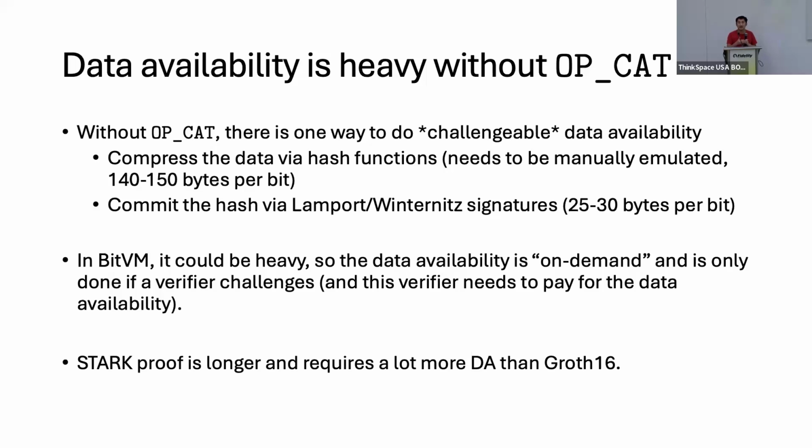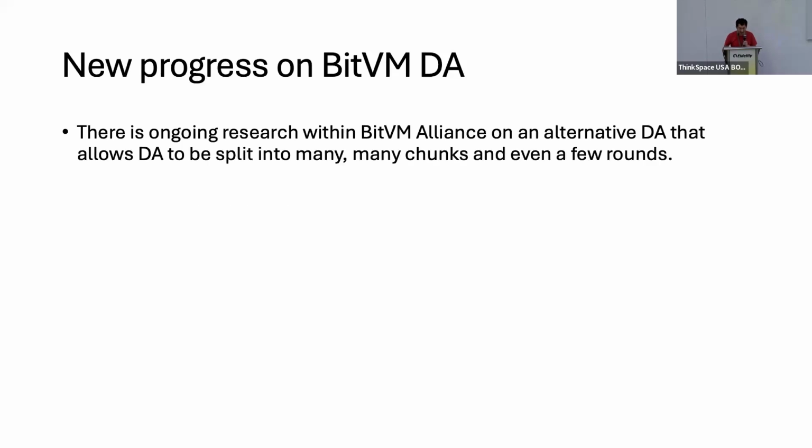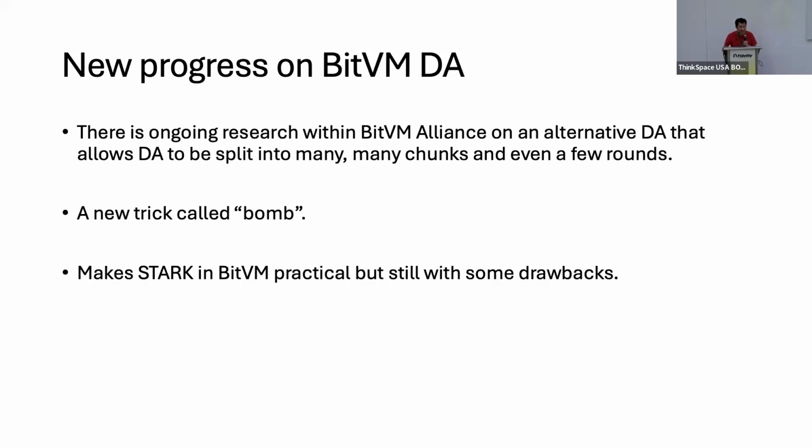And this is even worse for Start compared to Block 16. Start needs to post a lot of data, so it will actually require much more DA. BBM now actually has progress. I will not be the person to talk about that; some other company will probably talk about that in the incoming months. But basically that is a way to do BBM DA more efficiently. But Start still will suffer from the difficulty of DA without Opcat, but it's now possible.